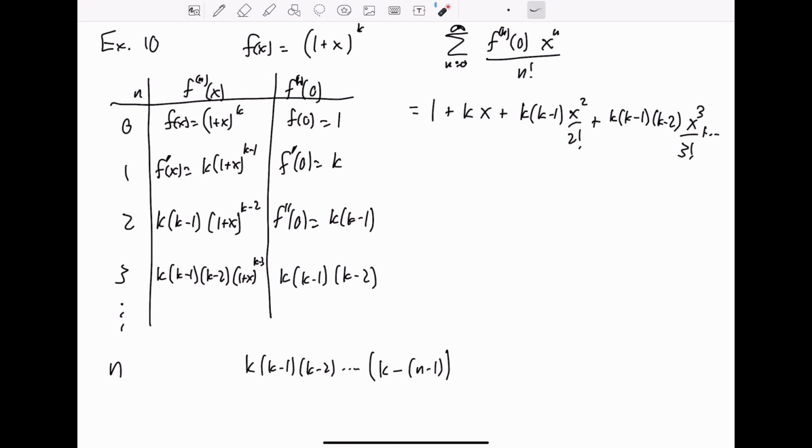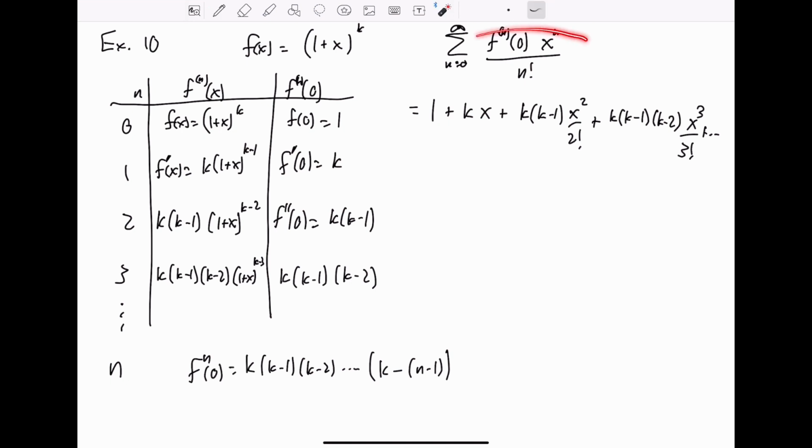I stop here at 1 less than n. Look again at the pattern. I stop this expression at 1 less than 2. I stop this one at 1 less than 3. So I'm going to stop this one at 1 less than n. That's what I get in this pattern. So this is the nth derivative evaluated at 0.